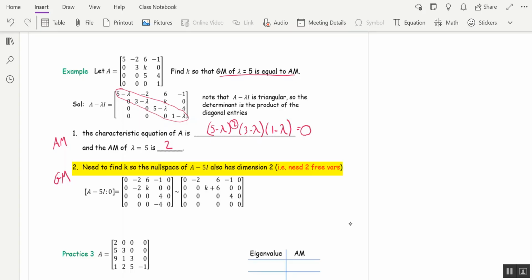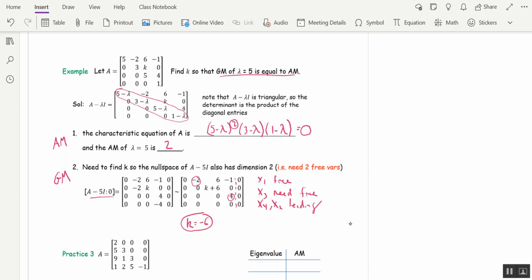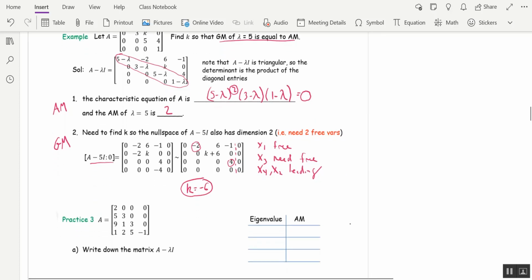So the null space of A minus 5I will have dimension 2 if, when I reduce the augmented matrix, A minus 5I augmented with 0, I have 2 free variables. So I went ahead and did that reduction, and I only have to go to echelon form. I can see that from this, X4 and X2 are leading, X1 is free. So in order to get 2 free variables, I'm going to need X3 to be free. So that means K is going to have to be negative 6. Otherwise, I'll have a pivot there, and it won't be a free variable. Okay, so pause the video and try this one.